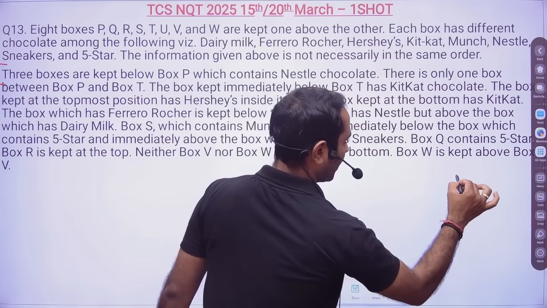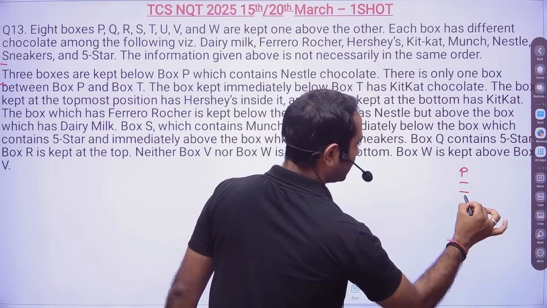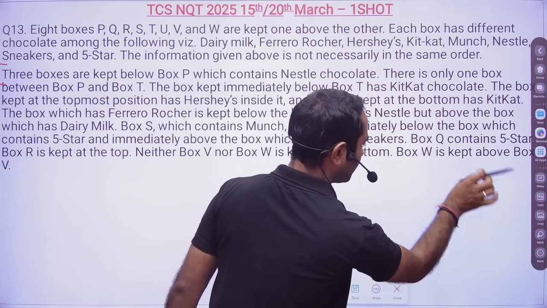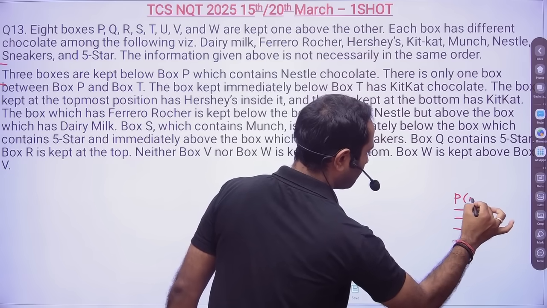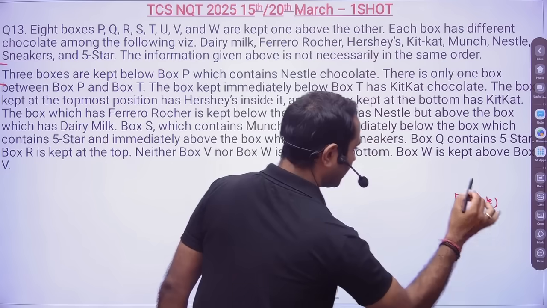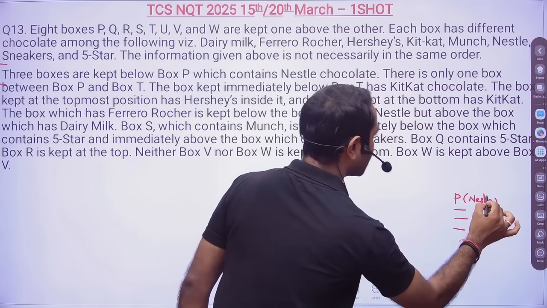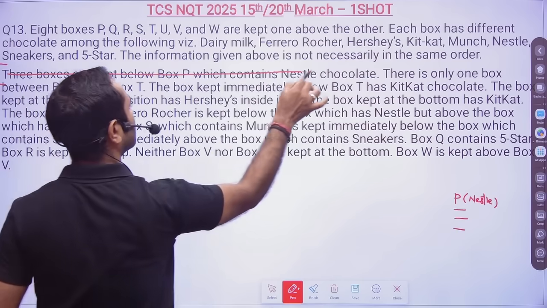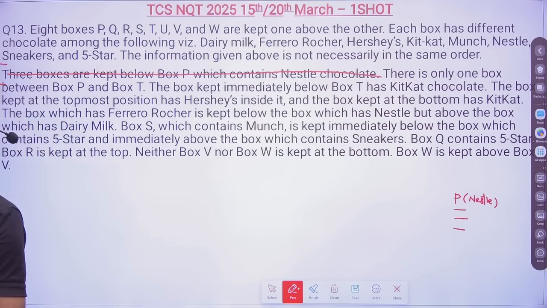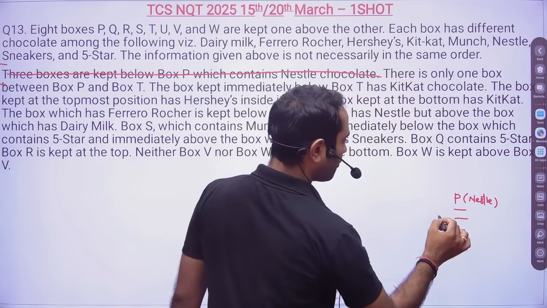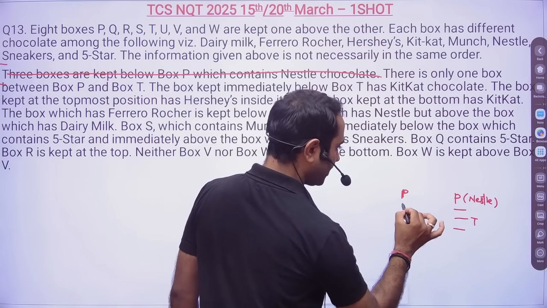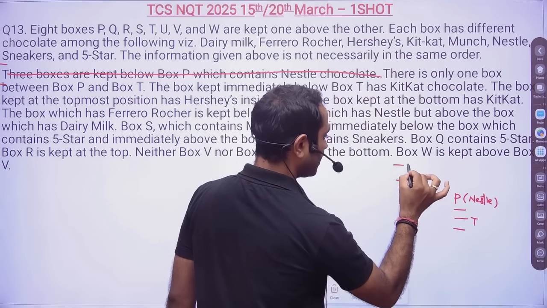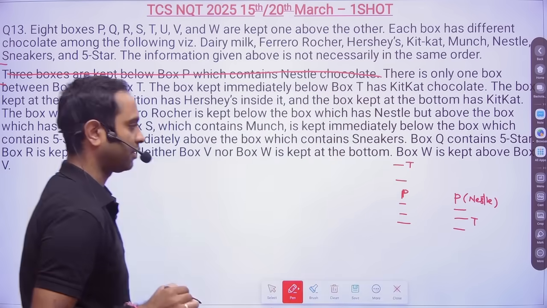See, first we will write down. So we have P and 3 boxes are kept below that, and P is having Nestle. Correct? So this statement is done, not required now. There is only one box between P and box T. So one box is there between. Now we might have 2 options. So P and T, one box between P and T, or T can be here as well. 2 options are there. Correct?